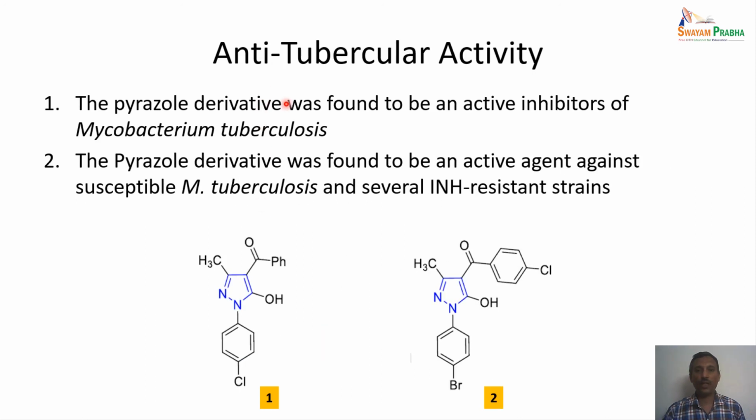And when we look at anti-tubercular activity, the pyrazole derivative as shown here, compound 1, was found to be an active inhibitor of Mycobacterium tuberculosis, and compound 2 is also a very good active agent against Mycobacterium tuberculosis, and several INH resistant strains can be inhibited by this particular compound.